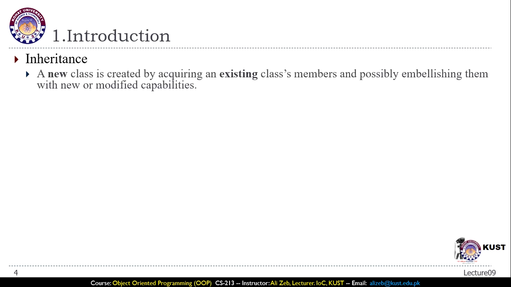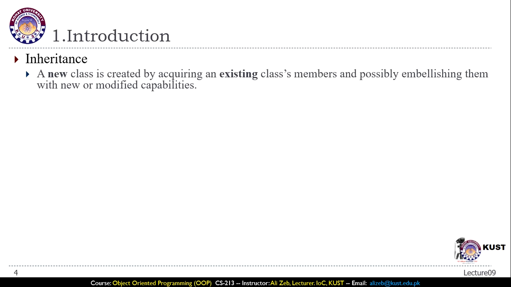Inheritance is a situation where a new class is created by acquiring an existing class's members and possibly adding new or modified capabilities. So when we have a situation where we can reuse some of the existing code, some of the existing class, then Java, or any object-oriented programming language, provides us with the concept of inheritance.